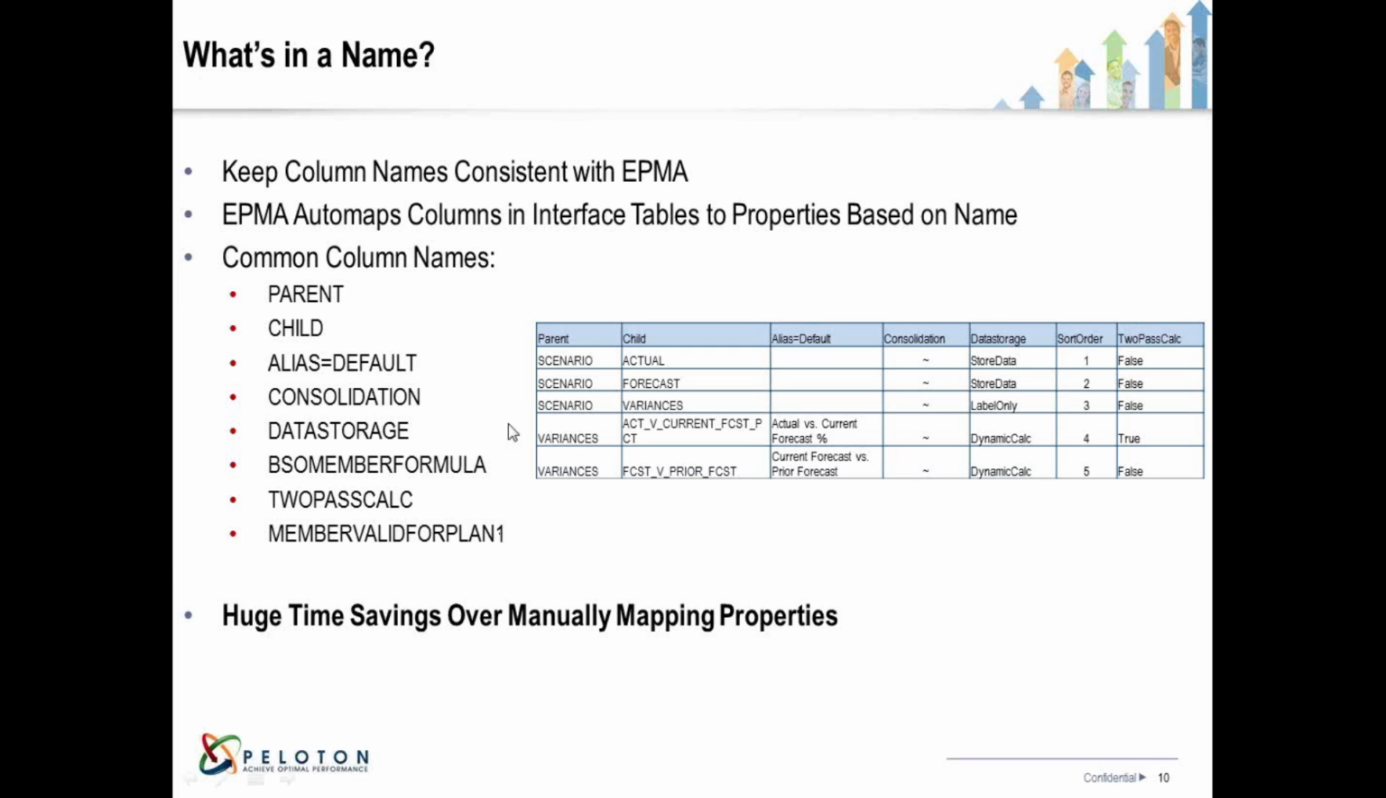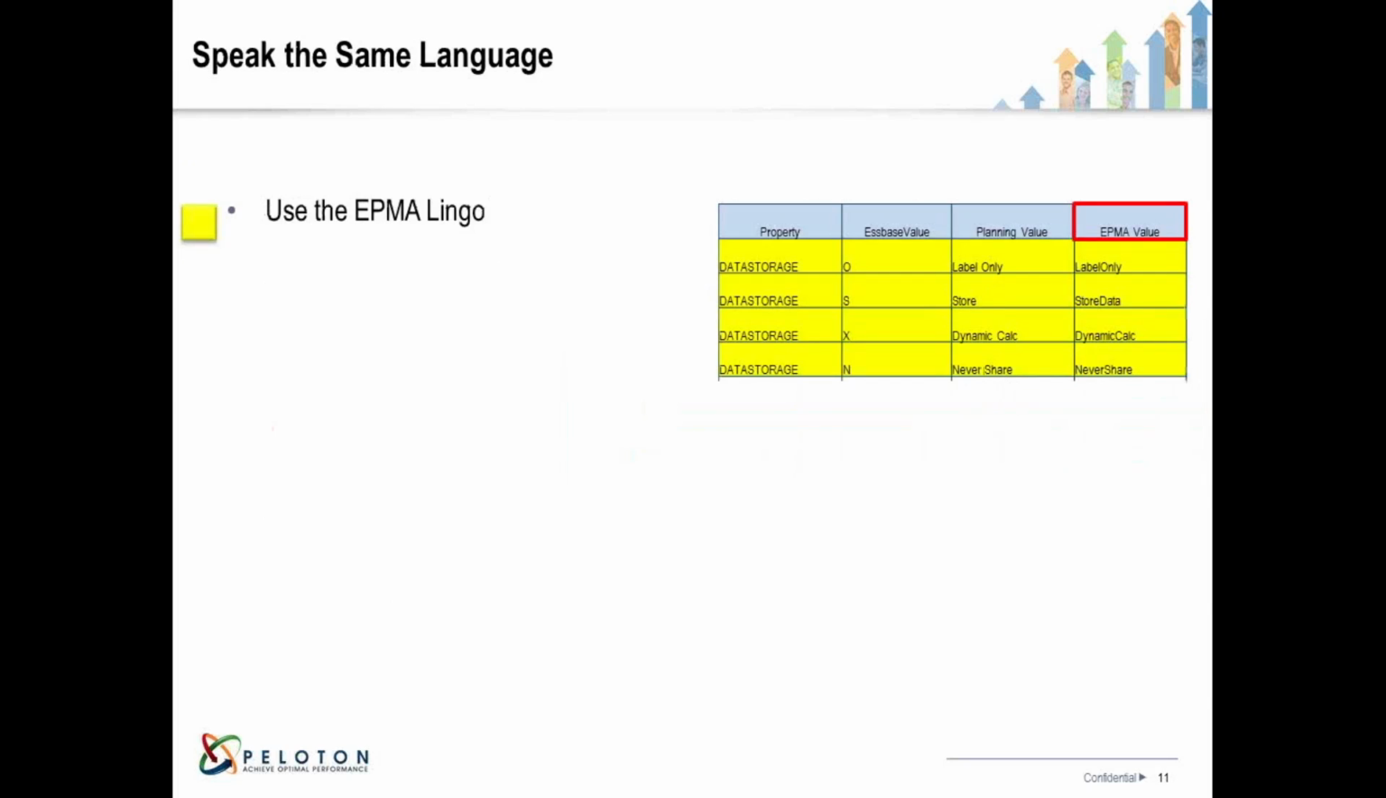So we have a couple of common column names that you would be using when creating interface tables. This can result in huge time savings over spending the time to manually map the properties. So it's just a good way to ease some of the maintenance and make it a little bit easier for the developer.